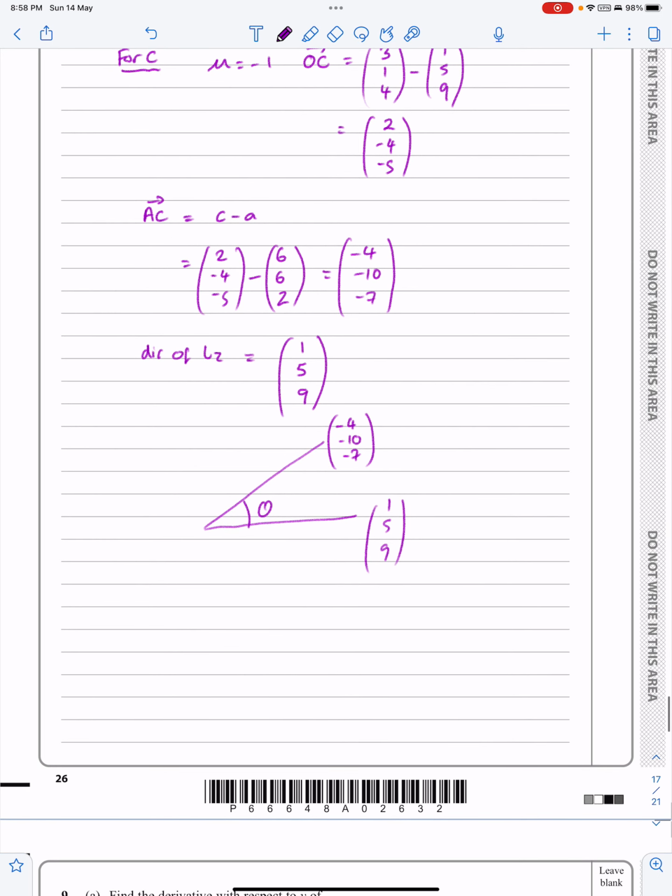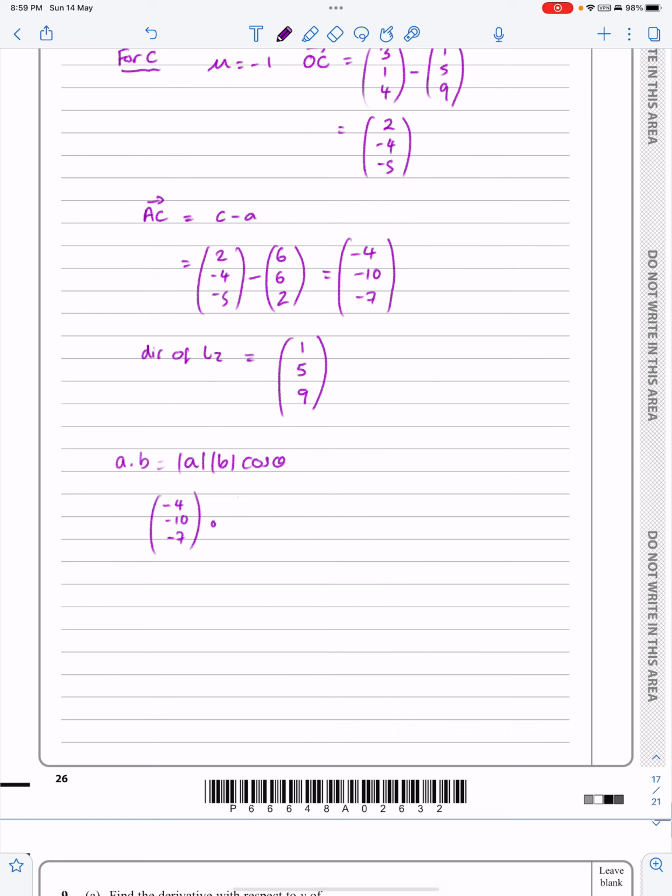Well, we're simply going to use, not got a little space here, so I might need to move things up a little bit. We're simply going to use the idea that a dot b is modulus a, modulus b, cos theta. I am actually going to get rid of my extravagant diagram, so I've got a bit more space to work in. So a dot b is going to be minus 4, minus 10, minus 7, dotted with 1, 5, 9, and that is going to equal the modulus of a, so that's the square root of 4 squared, 10 squared, and 7 squared. Doesn't matter whether they're plus or minus because we're squaring them anyway. And the modulus of b is going to be the square root of 1 squared plus 5 squared plus 9 squared, times cos theta.